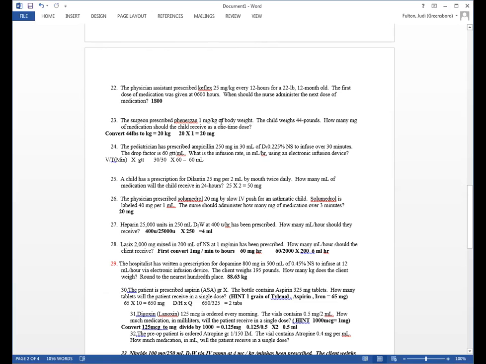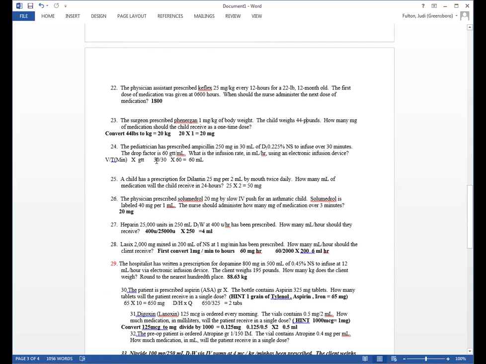The surgeon is prescribing Phenergan 1 milligram per kilogram of body weight. The child weighs 44 pounds. How many milligrams of medication should the child receive as a one-time dose? How do you figure this? Same process. They're saying we're going to give 1 milligram per kilogram. So we've got to figure out the weight: take the 44, convert it to kilograms. You're going to divide by 2.2. That ends up being 20 kilograms. So 20 kilograms, the child gets 1 milligram per kilogram. So 20 kilograms times 1 equals 20 milligrams. If this was 3, 4, whatever number it would be, you would just simply multiply that to get the dosage.